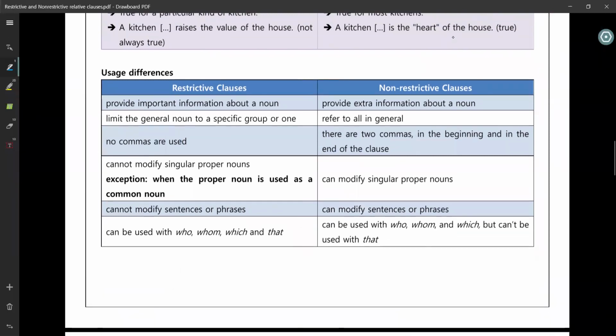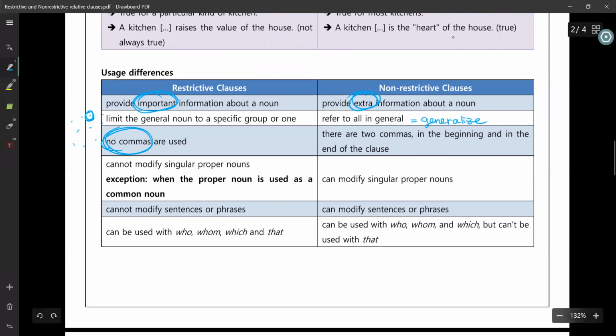So this is the summary. Restrictive clauses provide important information about a noun, but non-restrictive clauses, they give extra information. Okay? So that's the main difference. And you can use a restrictive clause to limit the general noun to a specific group or one. So I know this sounds a little difficult. What I'm trying to say here is among the many things, you want to identify this specific thing through a restrictive clause. On the other hand, non-restrictive clauses usually refer to all in general. So this is very useful when you're trying to generalize.